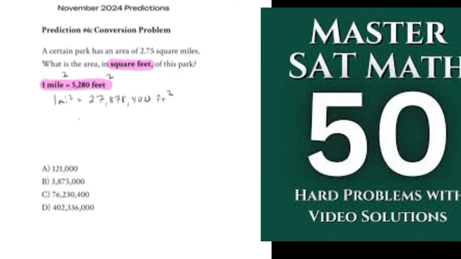So now we can actually solve this problem. So if we have 2.75 square miles, I'm going to multiply by square feet on top. And then I'm going to put square miles on the bottom because I want square miles to cancel with square miles. And then when I multiply straight across, I end up with C, 76 million and some change.